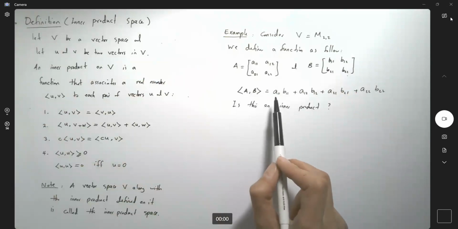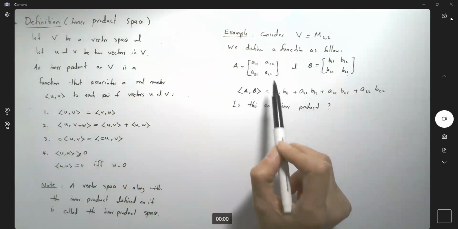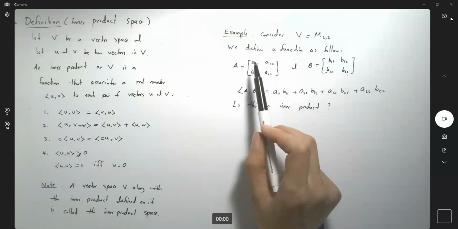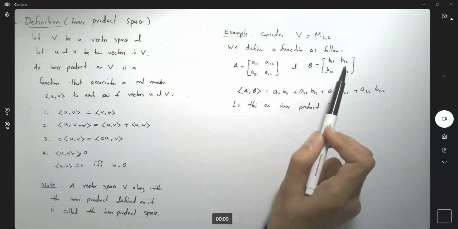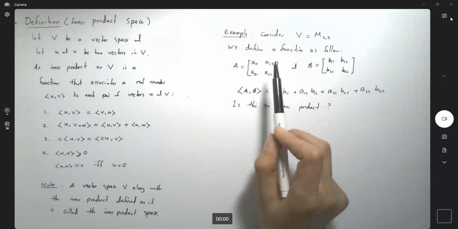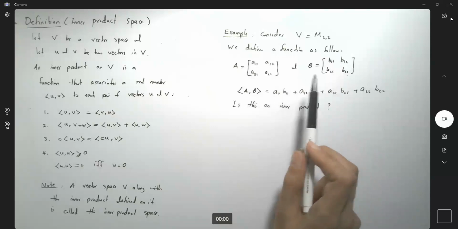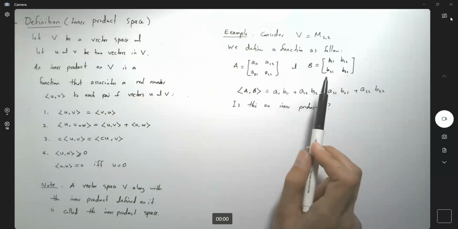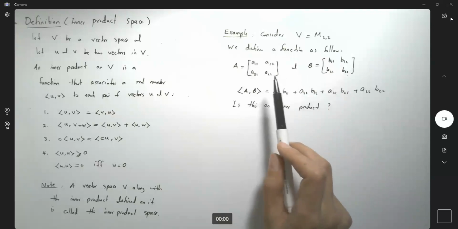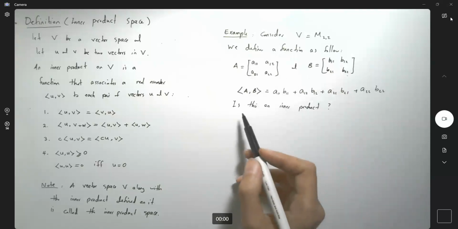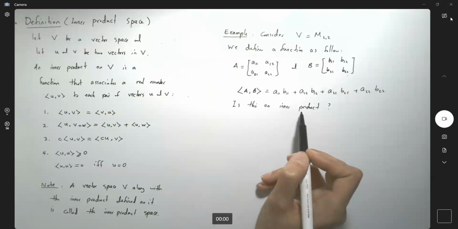This function takes the entries of 2 matrices and multiplies them this way. The first entries in the first row, plus the multiplication of the second entries on the first row, and then it multiplies the first entries on the second row, and finally the last entries on the second row, and then adds them all together. The question is: is this function an inner product or not?